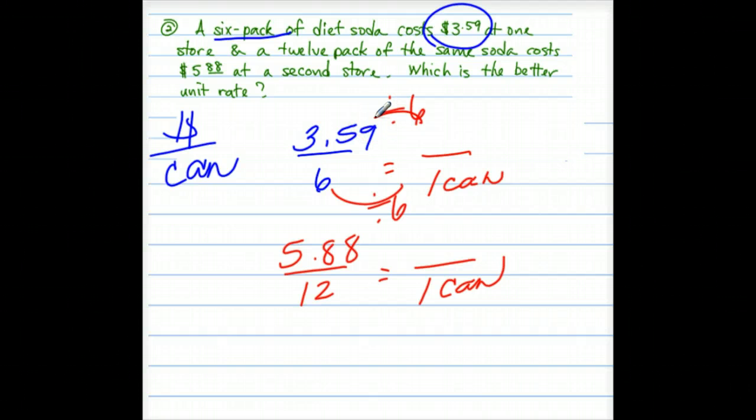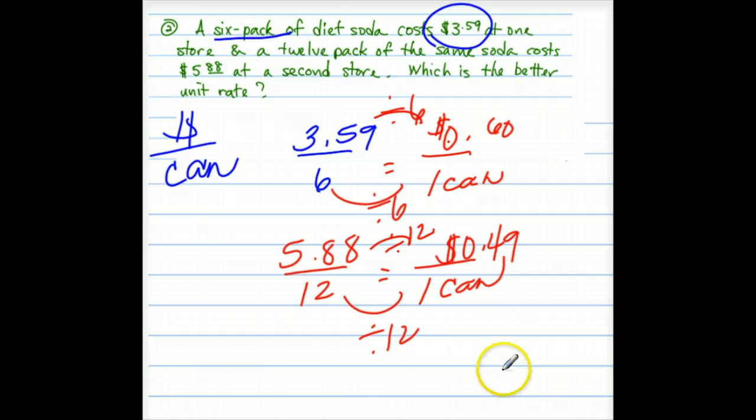$3.59 divided by 6 is 0.60 cents if I round it. That's a money sign. And divide by 12 on this one, same thing to the top. $5.88 divided by 12 is 49 cents per can. So it's the better deal. You're paying less per can to buy the 12-pack.